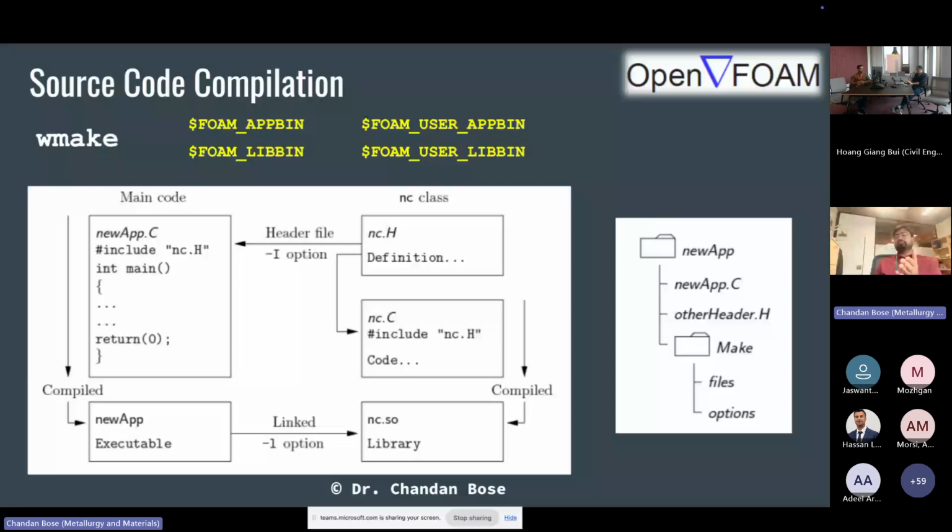The folder looks like that. The newApp will have newApp.C and other header files, and the Make folder will have files and options. So when we rename our solver and do all the necessary modifications, we change the files, then change the name and the path there, and make sure that the -I option and -L option are correct with the existing executables and libraries, and then we do wmake. And then the new executable will be located in the bin folder in my user directory. So with that, I open the floor for questions if you have any.